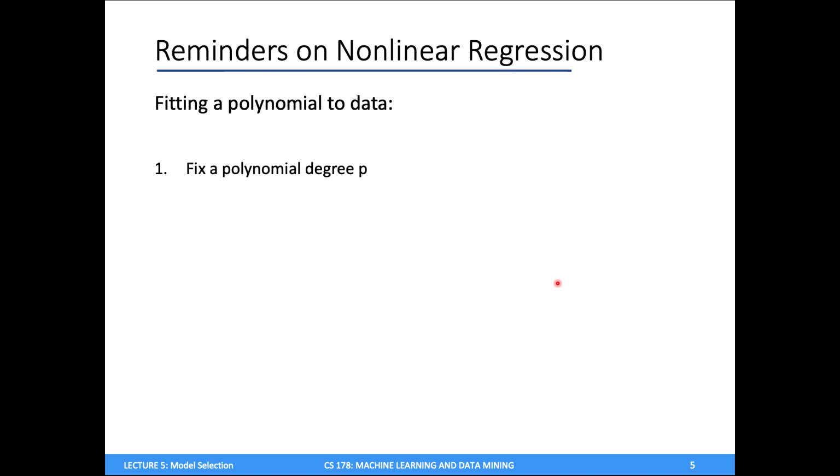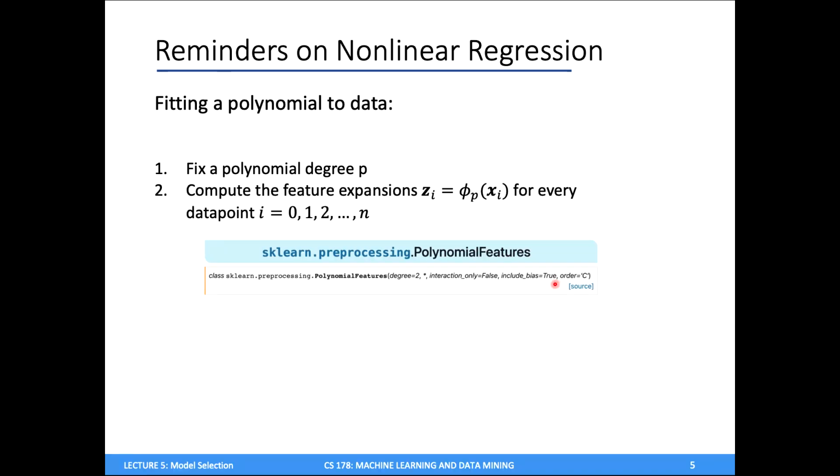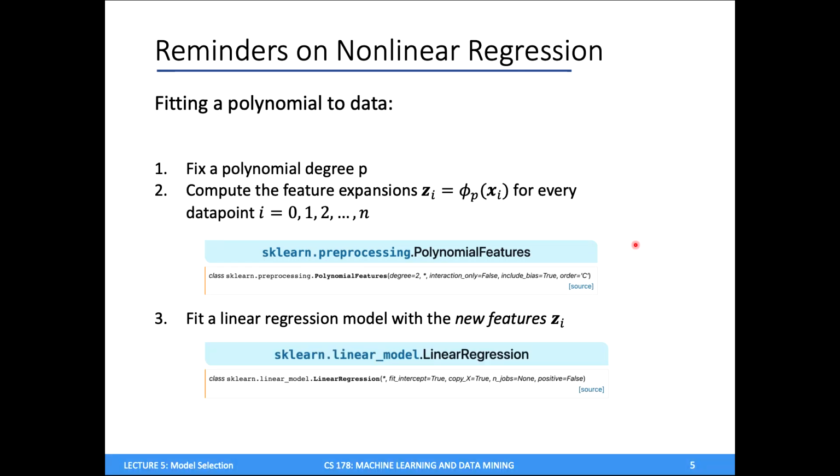Again, we'll first have to fix a polynomial degree p to do nonlinear regression, compute these feature expansions, which you can do fairly straightforwardly in scikit-learn, then fit a linear regression model on top of these new features. Again, you can just use the scikit-learn packages to do this. And in problem 3 of the homework, you'll be using exactly these methods to complete it.